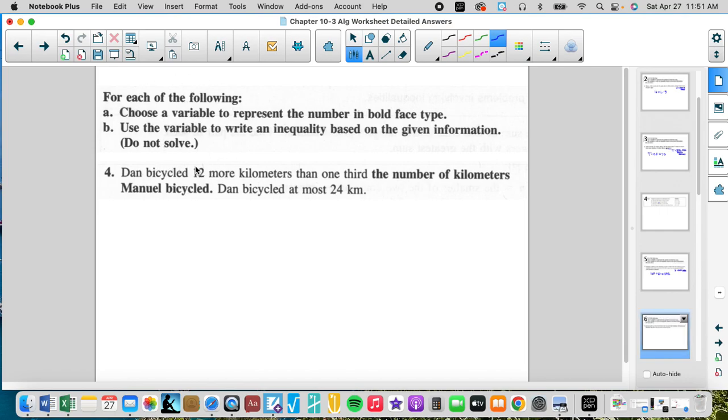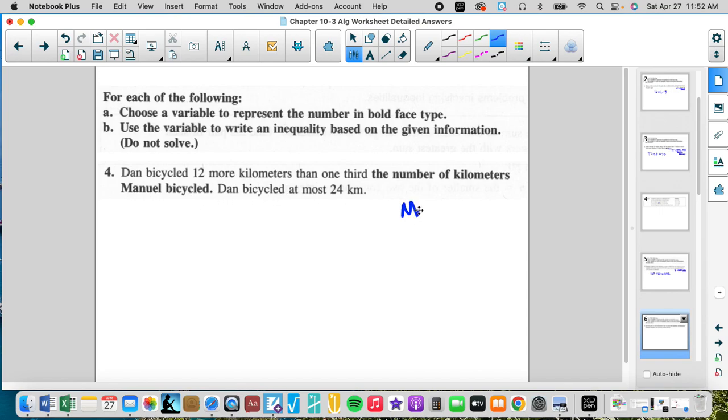Dan bicycled, and notice, choose a variable, use a variable. I see the number of kilometers Manuel bicycled. I should probably read it and just be able to interpret what's going on. Dan bicycled 12 more kilometers than 1/3 the number of kilometers Manuel bicycled. Dan bicycled at most 24. So no more than 24. So it's less than that. So Dan bicycled 12 kilometers more than 1/3 Manuel.